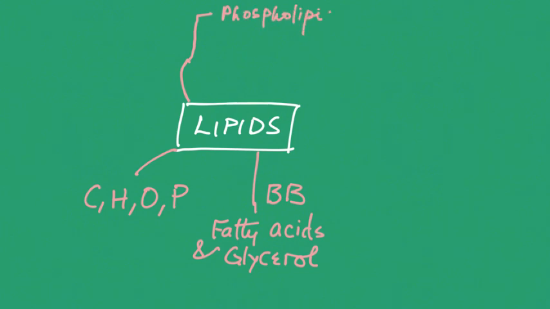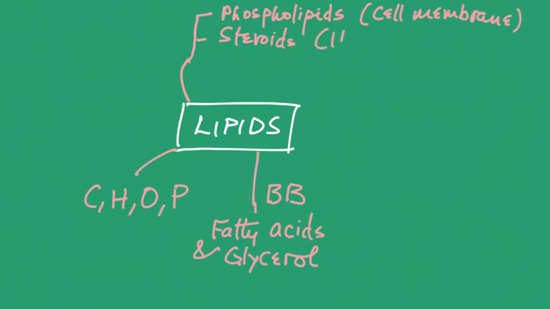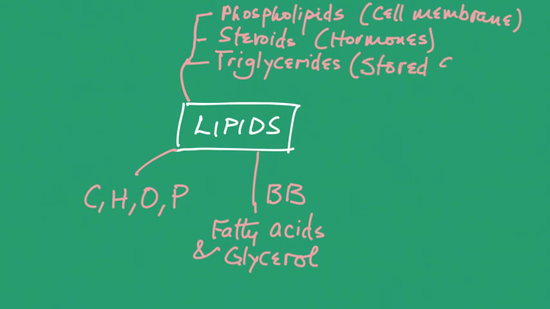Phospholipids make up the bulk of the cell membrane. Remember, those are the ones with a head and two tails. The steroids, as we said earlier, are hormones and cholesterol. The third are triglycerides, which are also known as fats, and these are made up of one glycerol and three fatty acids, and their main function is stored energy.